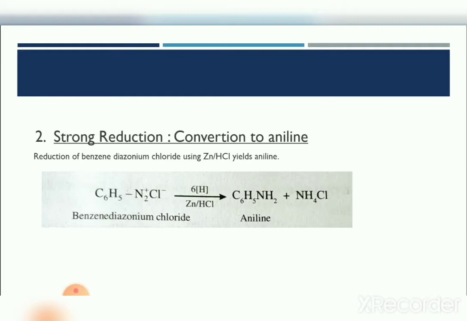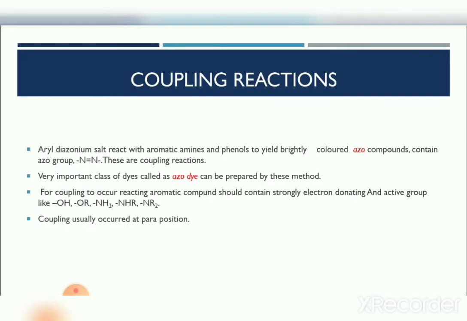So these are the two types of reduction, that is mild reduction and strong reduction. In the mild reduction, the benzene diazonium chloride gets converted to phenyl hydrazine, and in strong reduction, the benzene diazonium chloride gets converted to aniline. Then we can move to the second part, that is coupling reaction.